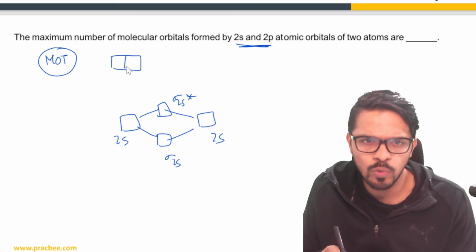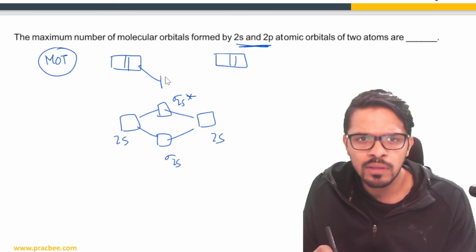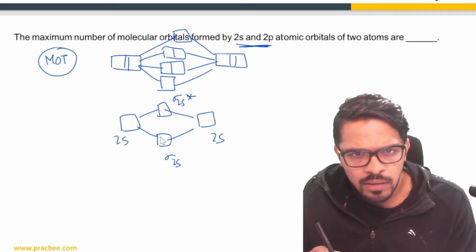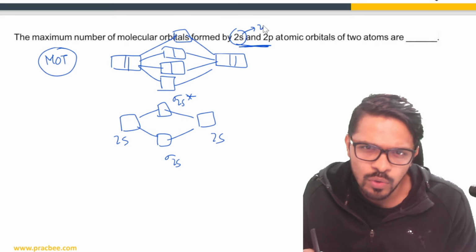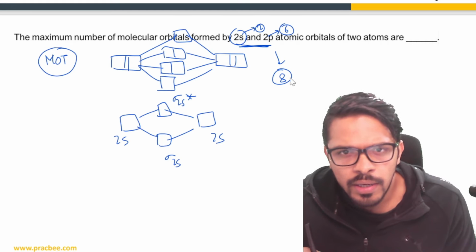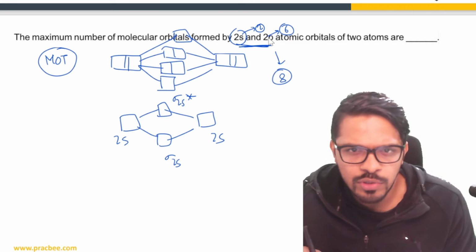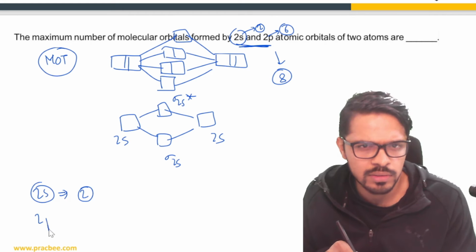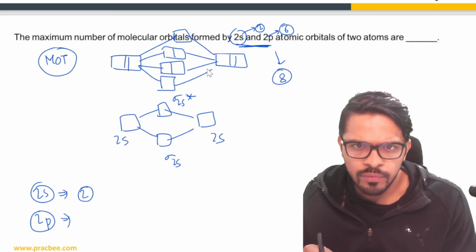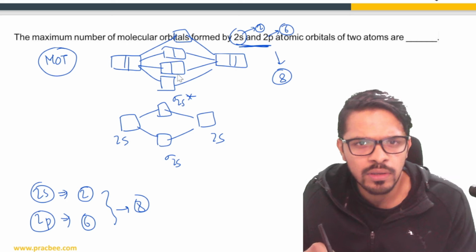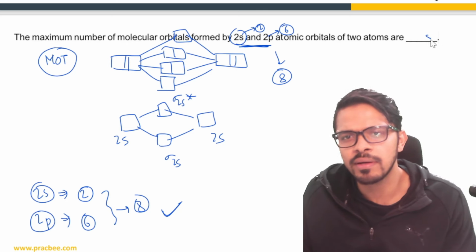Actually, I should draw here. 2p is like this, three orbitals. So if there is no mixing, we'll have something like this. That will give us the idea. Or I could have directly said, these are two orbitals, these are six orbitals, total eight orbitals would be there. If we talk about 2s orbitals, we are talking about two atoms, so there are two. And 2p would be 3 each, so six. Yes, the correct answer should be 8. Let us count this as well: 2, 4, 6, 8. The correct answer is 8.